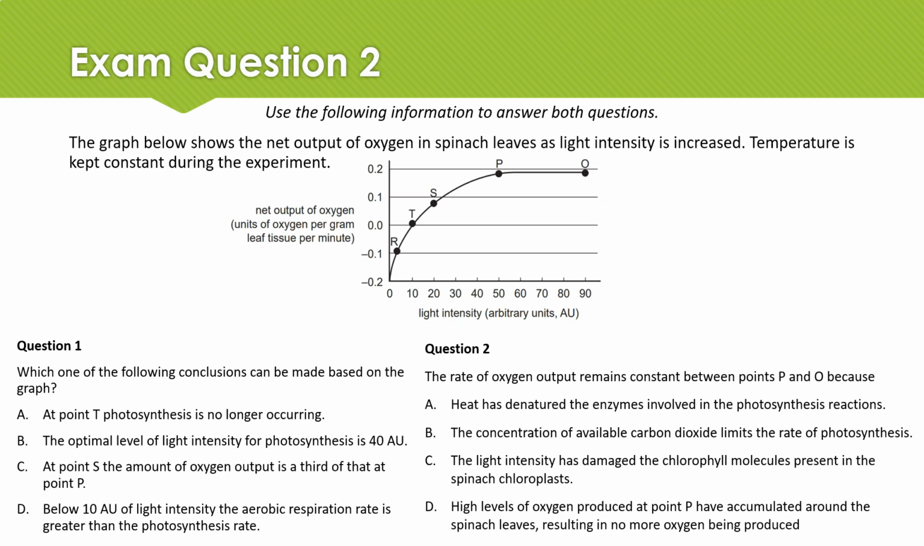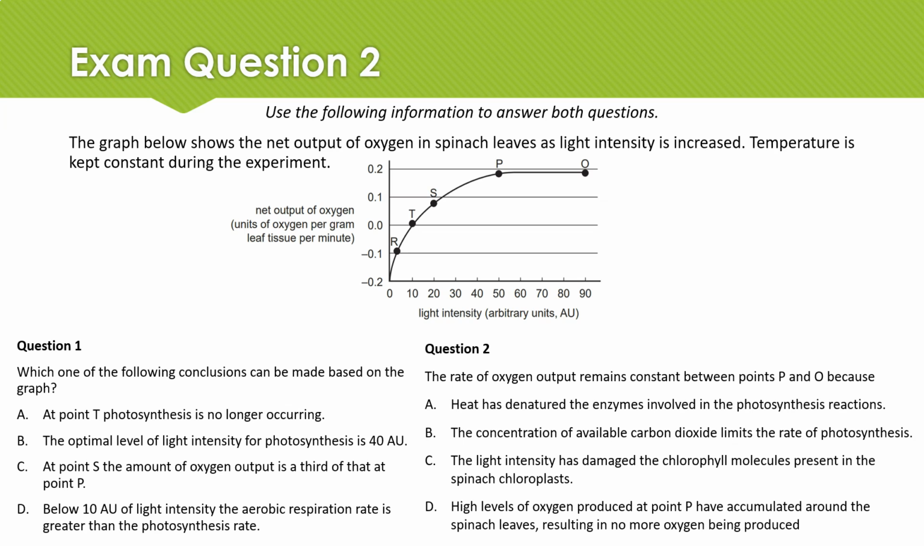All right, let's also now talk about exam question 2. So you have a bit of information that's going to be used to answer the 2 questions on this page. It says the graph below shows the net output of oxygen in spinach leaves as the light intensity is increased. Temperature is kept constant during the experiment. Question 1. Which one of the following conclusions can be made based on the graph?